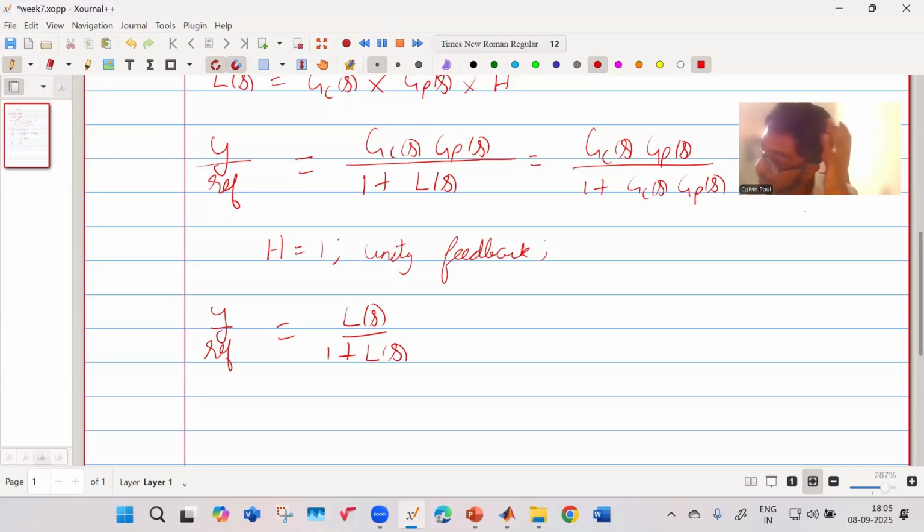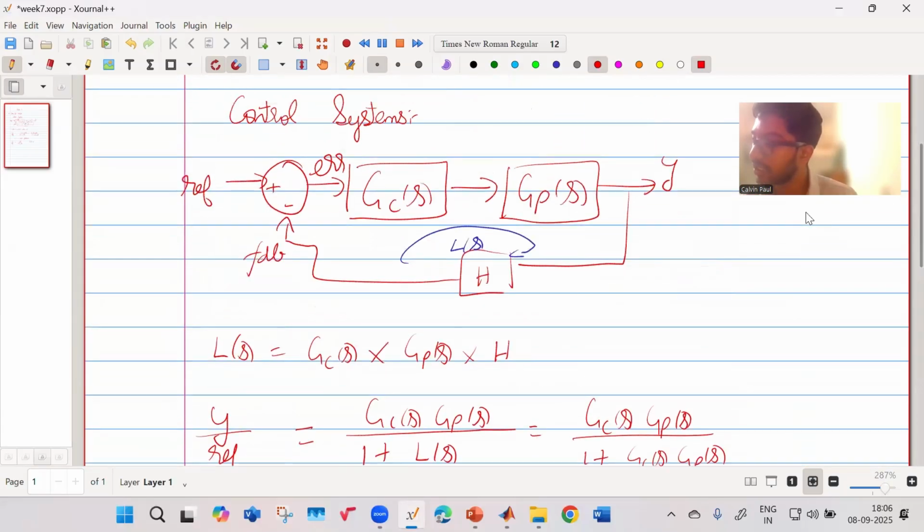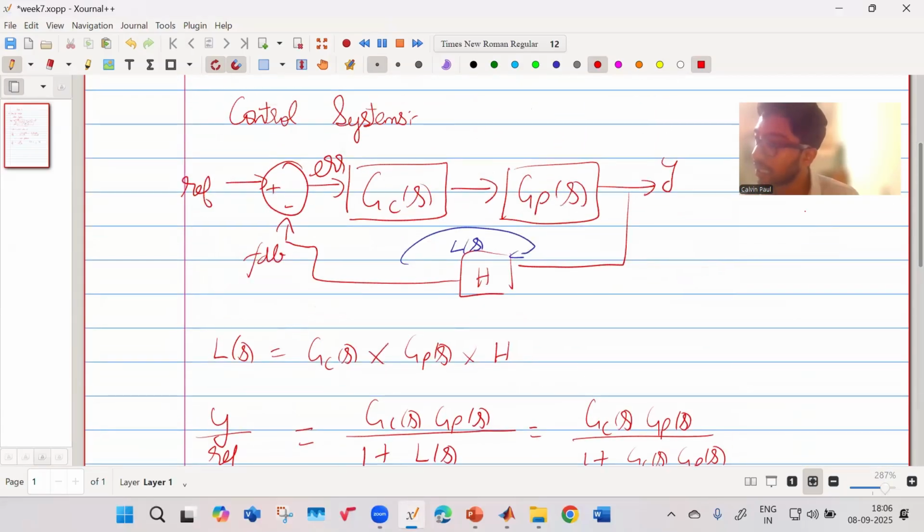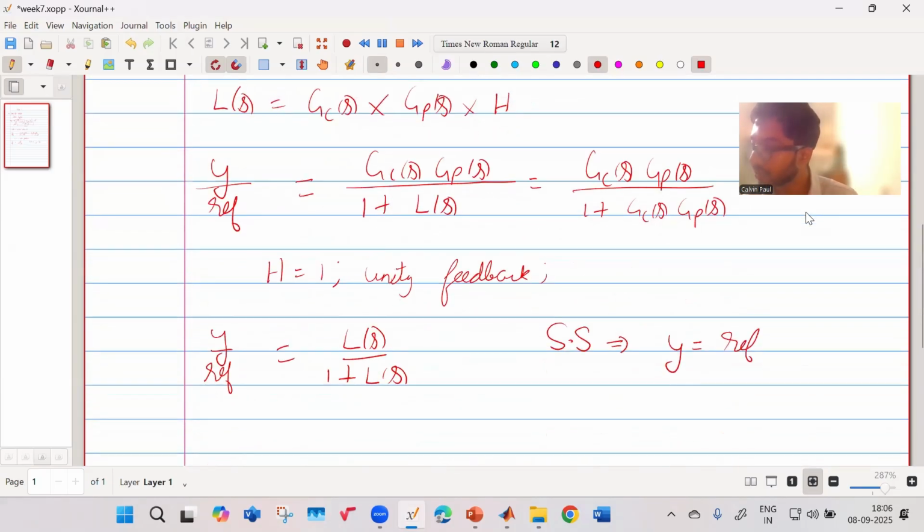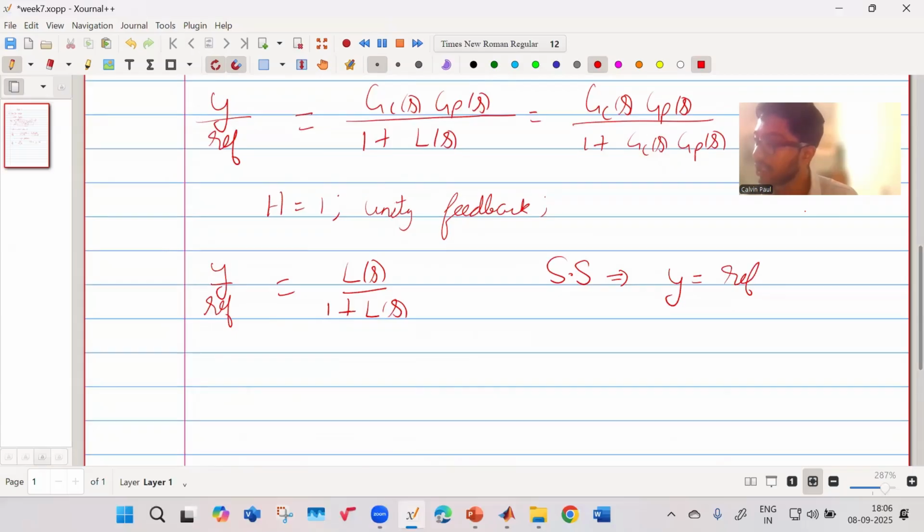Now, in steady state, what do you want? You want your Y to be equal to your reference. This is the objective of control systems: the reference minus my feedback or output, that error, you want to drive to 0. If that happens, then this is good.